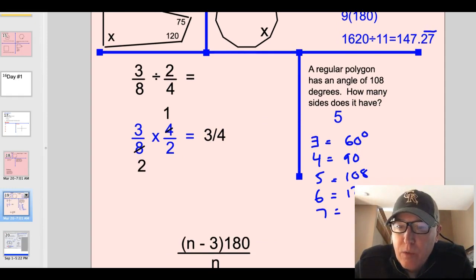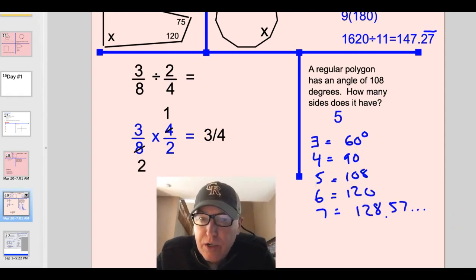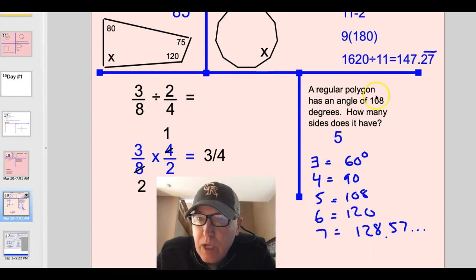This one down here was tough. Let me just scroll over here. The easiest way to do this, if a regular polygon has an angle of 108 degrees, I think, is just make a little chart. You know that in a triangle, if all the sides are the same, if it's regular, each angle will be 60 degrees. That's 180 divided by 3. And then there's 360 degrees in a quadrilateral. So you take 360 degrees and divide it by the 4 equal angles, and they'd be 90.